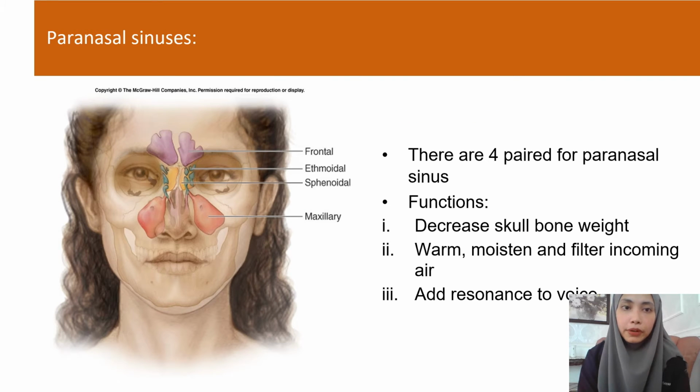Now we move on to the paranasal sinus. We have four pairs of paranasal sinus: frontal, ethmoid, then sphenoid at the back, and maxillary at the cheek area. The function of the paranasal sinus is to decrease the skull bone weight, to warm, moisten, and filter the incoming air, and also to add resonance to the voice.